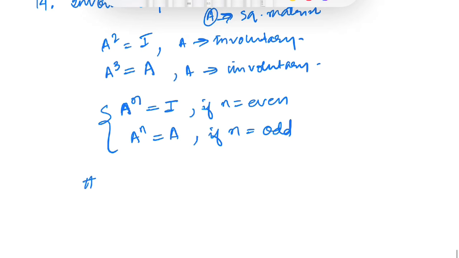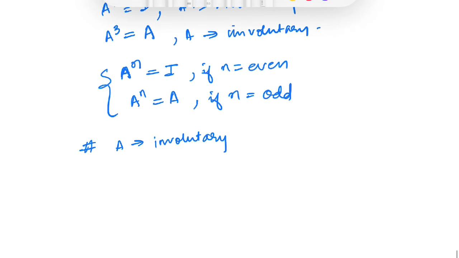Now one thing you need to remember is that if A is involutory, then if you add this matrix to the identity matrix and multiply it with I minus A, identity matrix minus A, you are going to get 0.